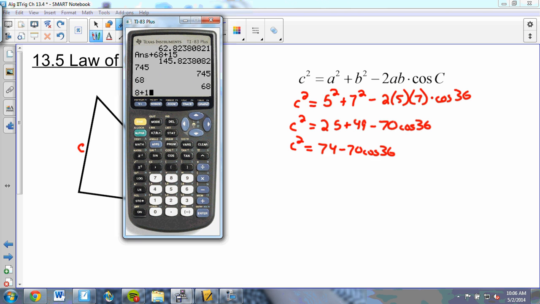74 minus 70 times the cosine of 36, 17.37.